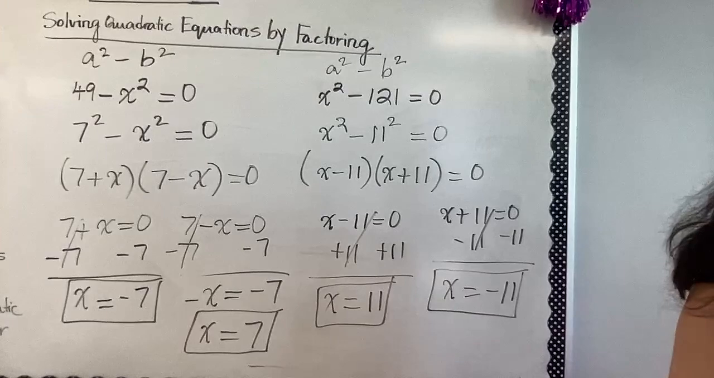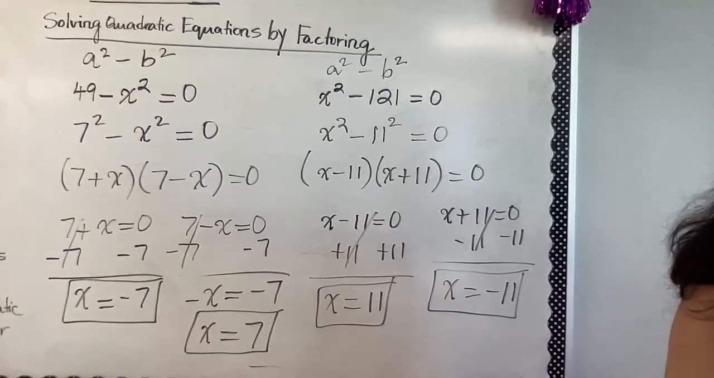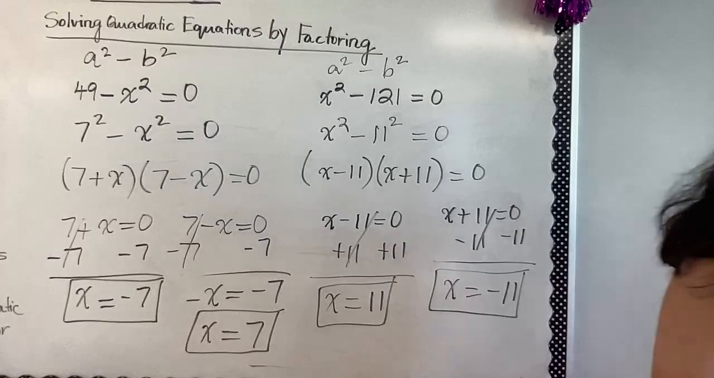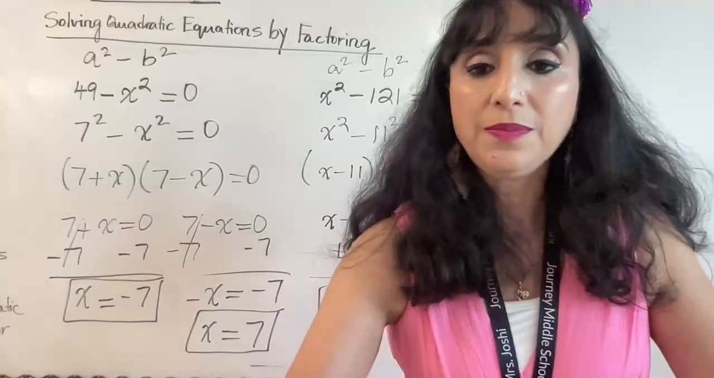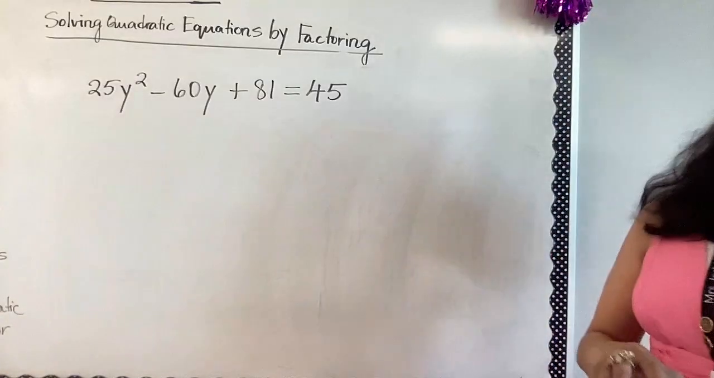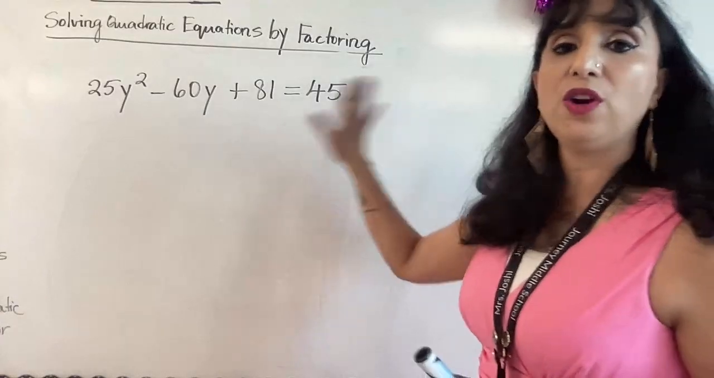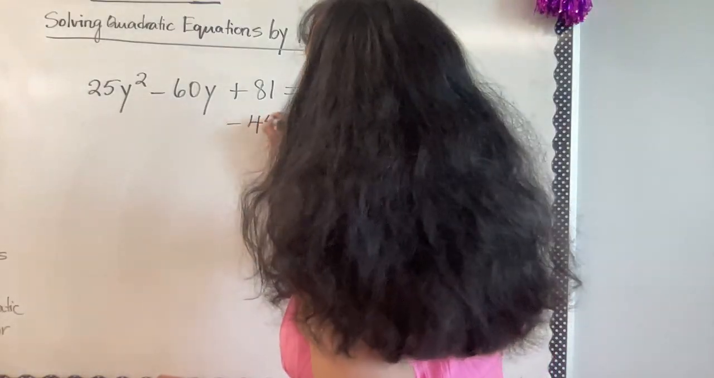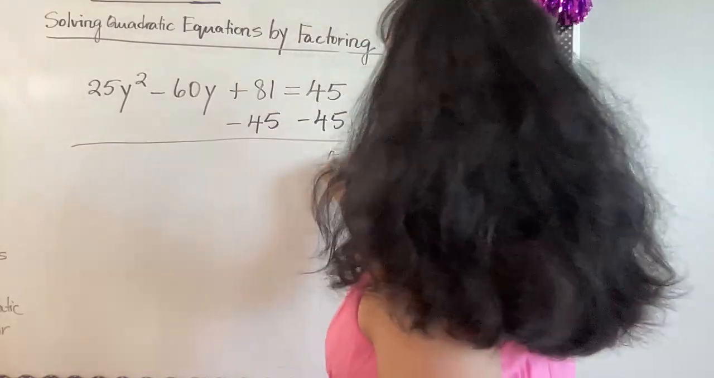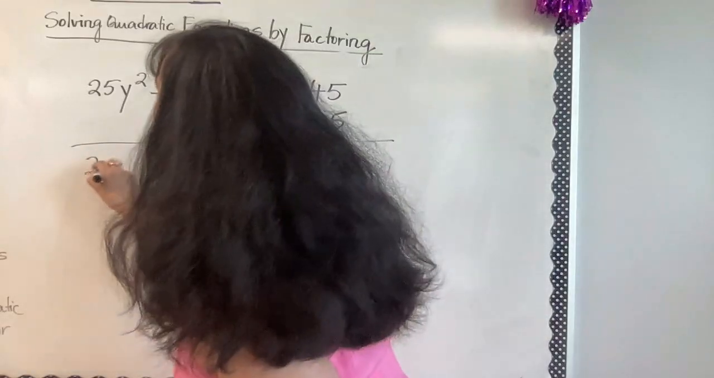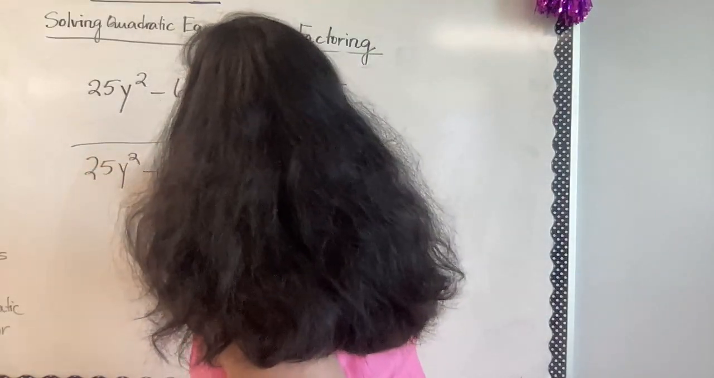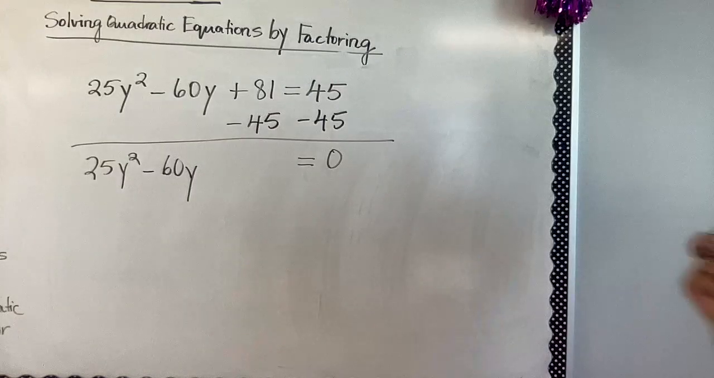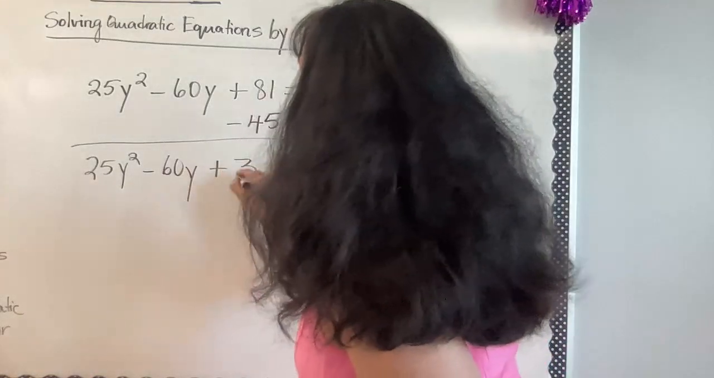Okay, now let's do one where we are going to factor a perfect square trinomial. All right, so here is my question, and we are now going to again move the 45 to this other side. So subtract 45 from both sides of the equation, and I end up, of course, with 0, and that's what I want. So I have 25y squared minus 60y, and then I have 81 minus 45, which is going to give me 36.